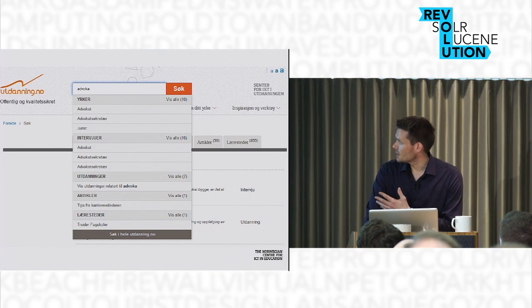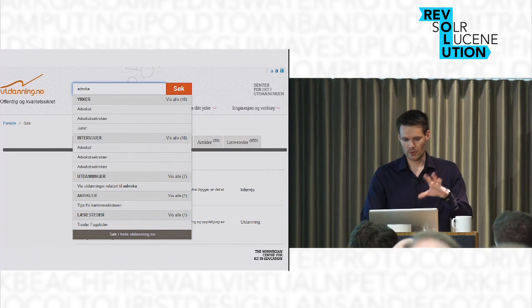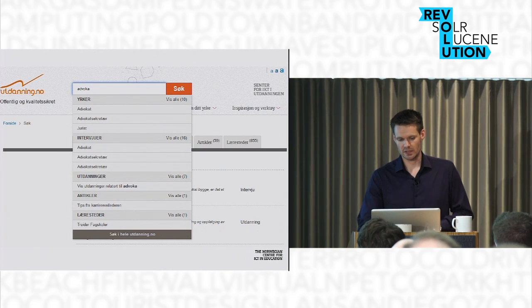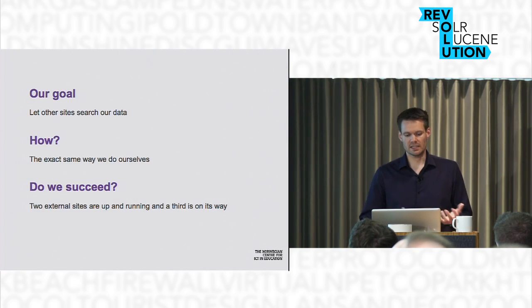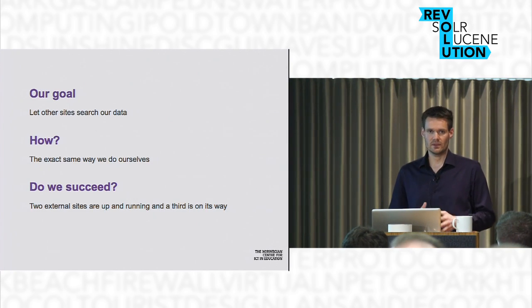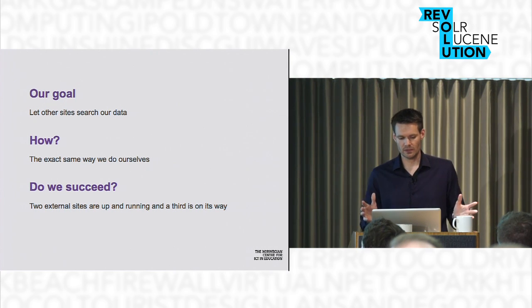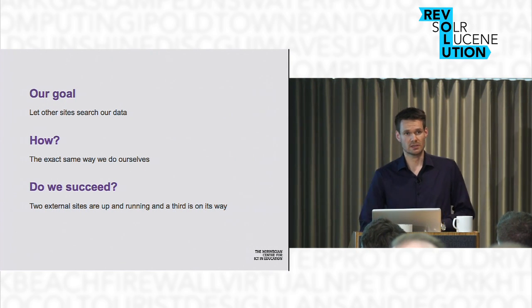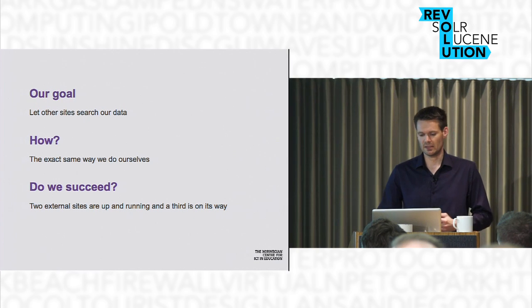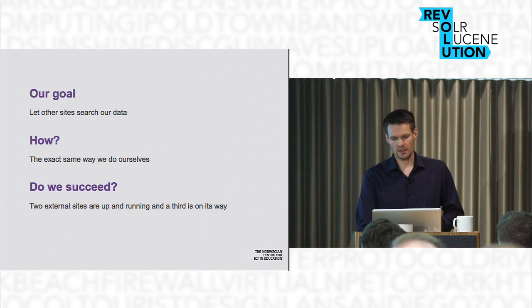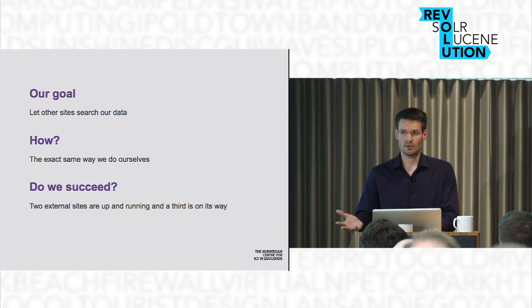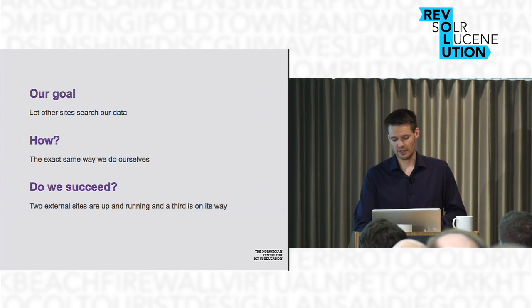So this is how the autocomplete will look like. When you write, you get a list, and you can click on the list or search further into the categories that appear. So the embedded search basically lets other sites search our data. The same search that we use ourselves. We have two external sites that already use this kind of a mechanism. So it looks like their search, but it's really searching our site or our data, our Solr index.